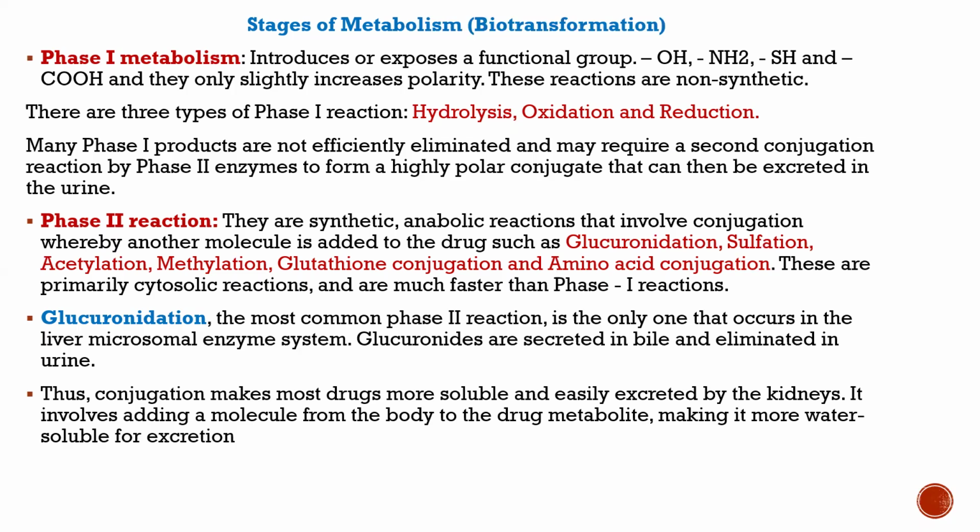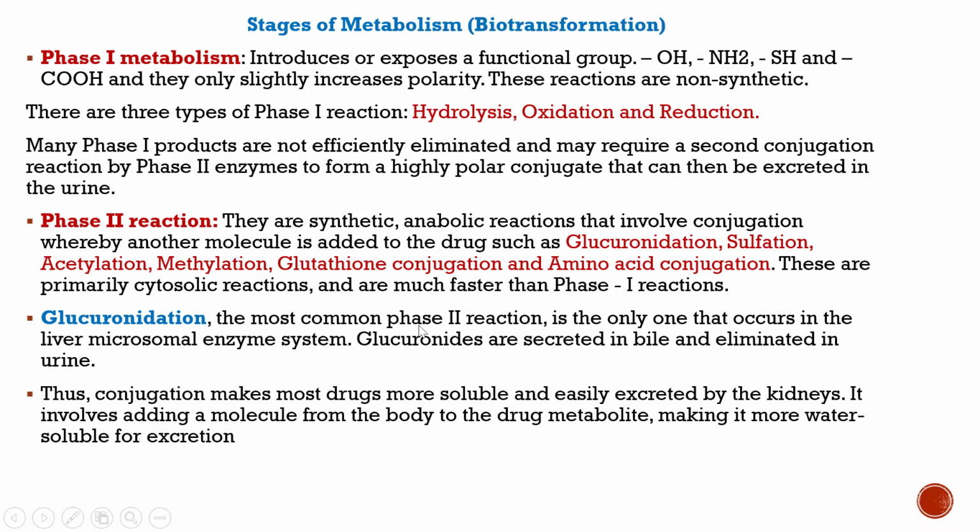These are primarily cytosolic reactions and are much faster than the first one. What this is talking about is that instead of introducing or exposing a new functional group to the drug to make it more polar, here it is conjugation, that is, adding another molecule entirely to the drug. So conjugation makes drugs more soluble. The aim is just to make them more soluble, so they can be easily excreted in the kidney. We have one major phase two reaction, which is called glucuronidation.